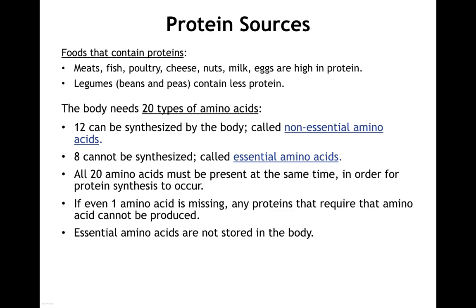Foods that contain proteins include meat, fish, poultry, cheese, nuts, eggs, and milk. Legumes, beans, and peas contain less protein.